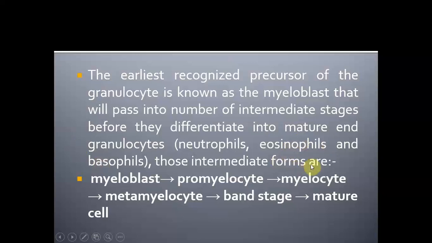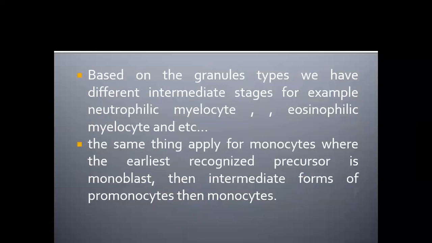It is important that we know the names of these intermediate forms. Why? Because they can appear from the bone marrow in the peripheral blood in many diseases, and knowing their names will help us in diagnosing certain types of white blood cell disorders in the blood. So the myeloblast will pass through different sequential intermediate forms. What are they? The promyelocyte, then the myelocyte, then the metamyelocyte, the band stage, and finally the mature cells. And we will see what their shapes look like.